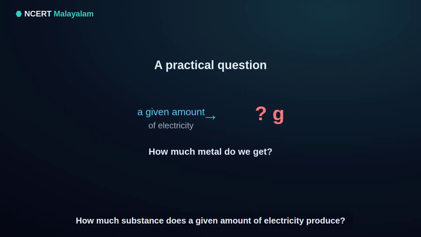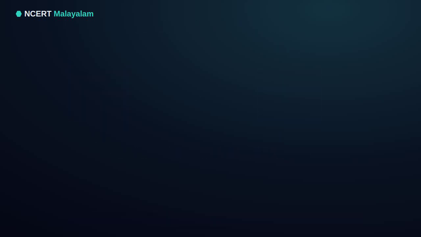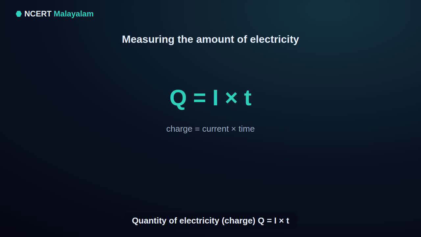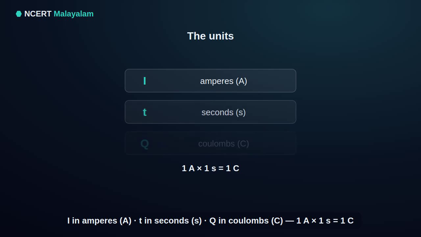This raises a practical question: how much metal does a given amount of electricity produce? Faraday answered it. Faraday's first finding is simple: the more electricity you pass, the more metal you deposit, in direct proportion. Faraday's first law: the amount of chemical reaction at an electrode is proportional to the quantity of electricity passed through the electrolyte. We measure the amount of electricity as charge, where charge equals current times time, that is, Q equals I times t. Current is in amperes and time in seconds, so charge comes out in coulombs.